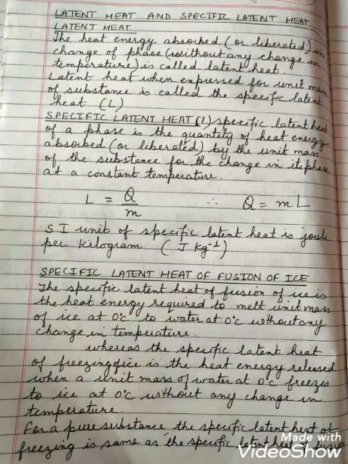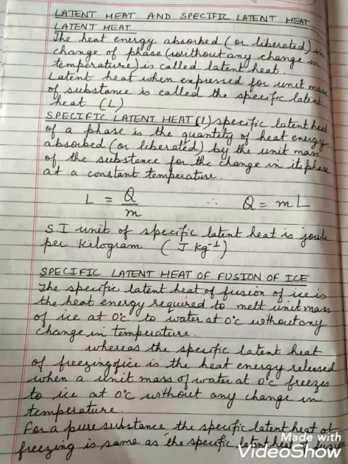Latent heat and specific latent heat. The heat energy absorbed in change of phase without any change in temperature is called its latent heat. Latent heat, when expressed for unit mass of a substance, is called the specific latent heat. The specific latent heat of a phase is the quantity of heat energy absorbed or liberated by the unit mass of that substance for the change in its phase at a constant temperature, and it can be given as L is equal to Q by M, and Q is equal to M into L. The SI unit of specific latent heat is joule per kilogram.